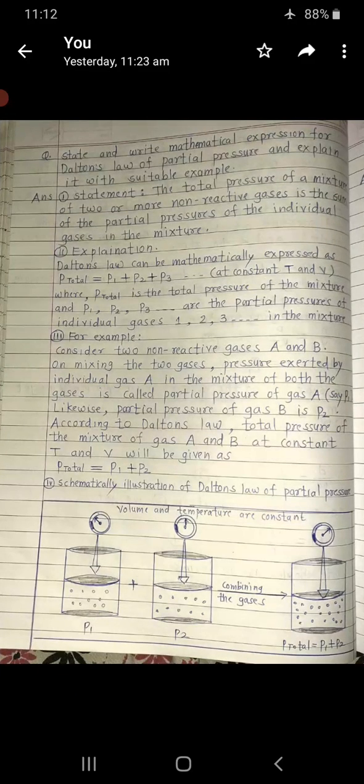Okay. Next part: state and write the mathematical expression for Dalton's law of partial pressure and explain it with a suitable example. Once again, state and write the mathematical expression for Dalton's law of partial pressure and explain it with a suitable example.